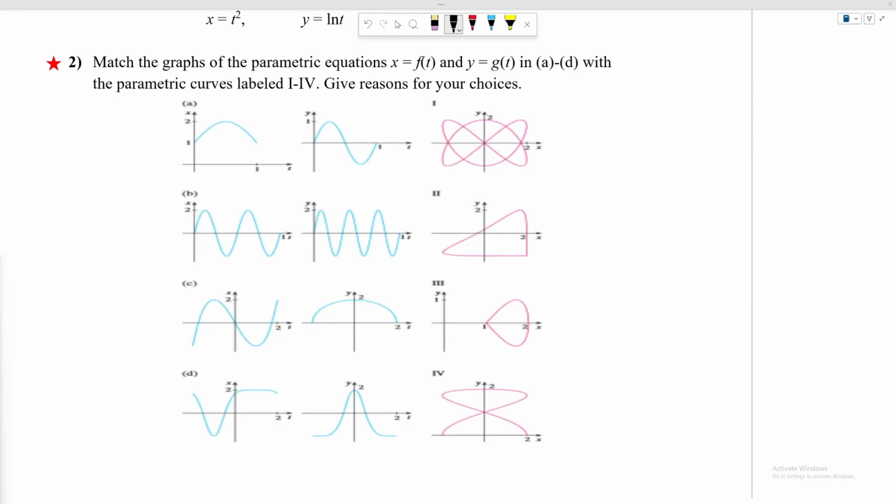All right, so this is question number 2. I haven't done this in practice, so I'm not sure of the solutions. So I might make mistakes right now, just keep that in mind. But I'm going to try to do my best and explain the whole thing. Okay, so match the graph of the parametric equations, x equals f of t and y equals g of t, with the parametric labels.